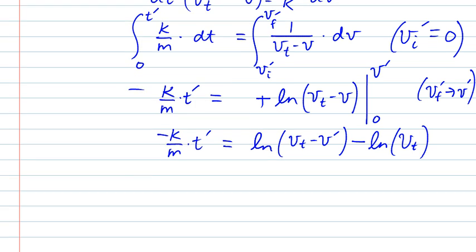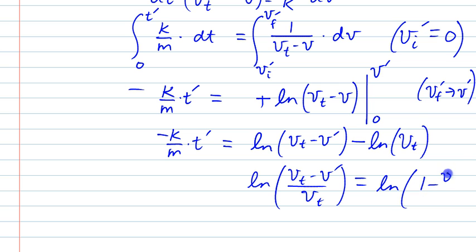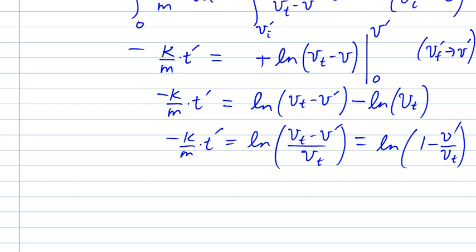Okay, and we remember that when we subtract natural logs, it's the same thing as dividing. So it's vt minus v prime over vt. And so that's the natural log of 1 minus v prime over vt. That's all equal to negative k over m times t prime. And at this point, I'm going to make the math people really mad, and I'm going to just write this as a t. But first I'm going to, I guess there's no good term for this, e-isize it.